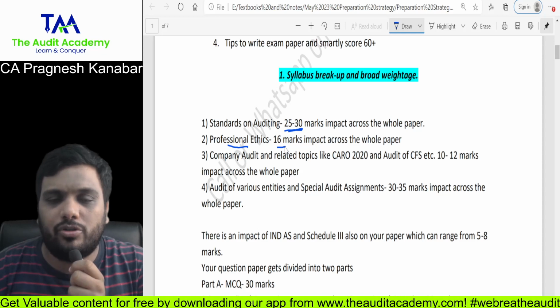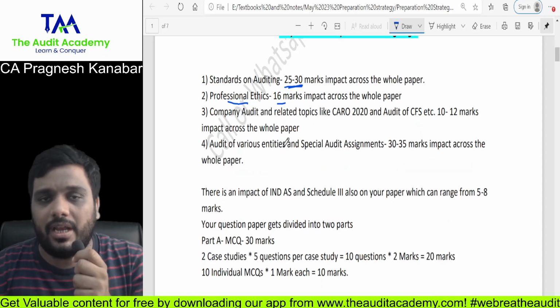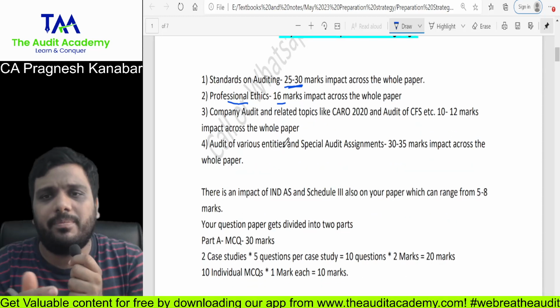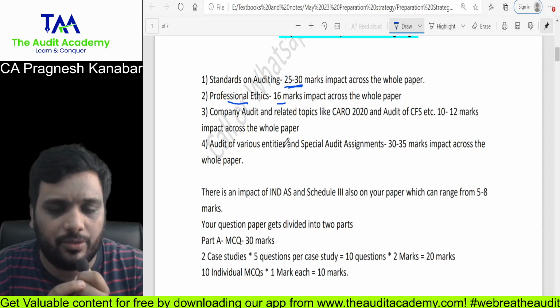Little bit of impact will also be there of Ind AS and Schedule 3, which can range from 5 to 8 marks. In every single paper, some impact is always there of Ind AS and Schedule 3.